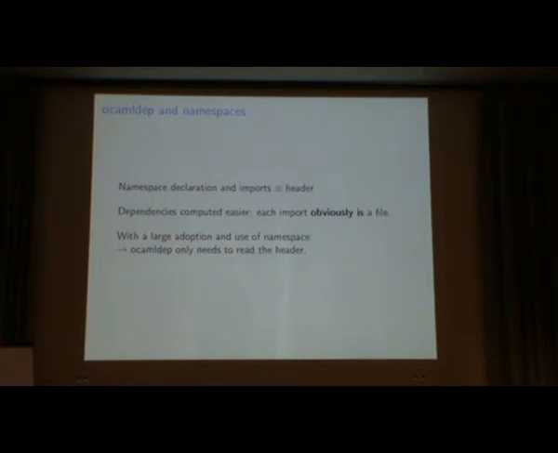In terms of dependencies, the namespaces declaration and usage I showed you is actually a header. It only happens at the beginning of the file. So this header declares explicitly all the modules that are used. They can't be sub-modules of others. They are compilation units. You can use OCamldep to only read this header to retrieve the correct dependencies.